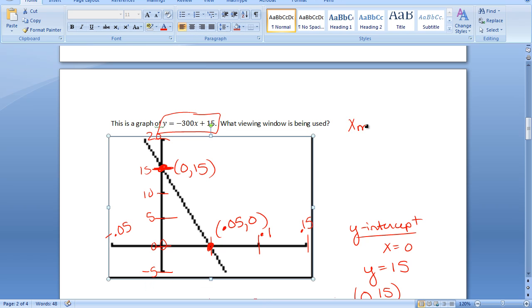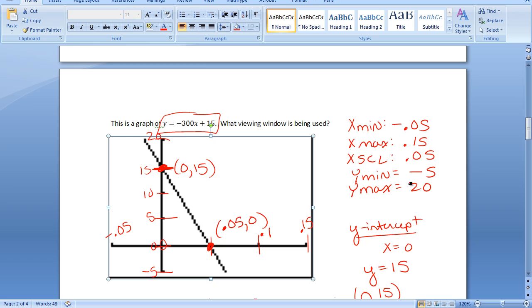So the x min is negative 0.05. The x max is 0.15. The distance between the tick marks, the x scale, is 0.05. The y min is negative 5. The y max is 20. And the y scale is 5. And there's our viewing window for that equation.